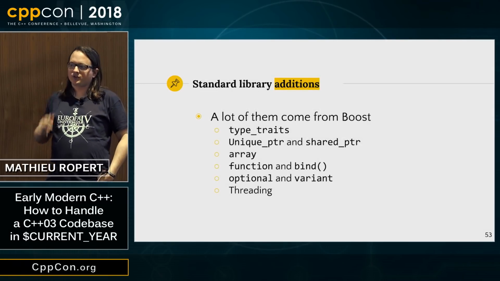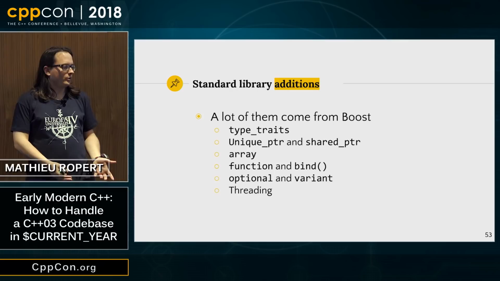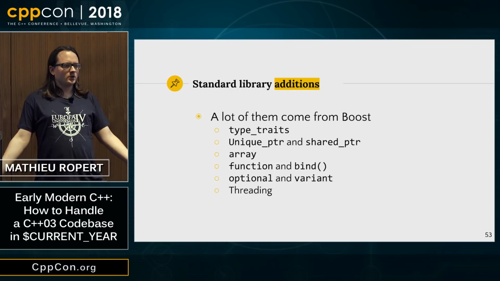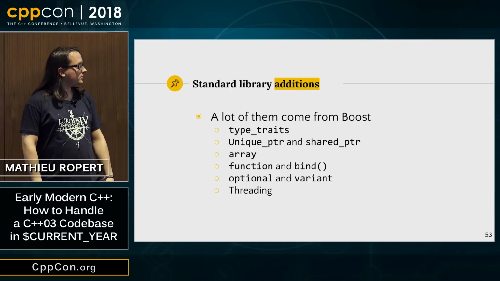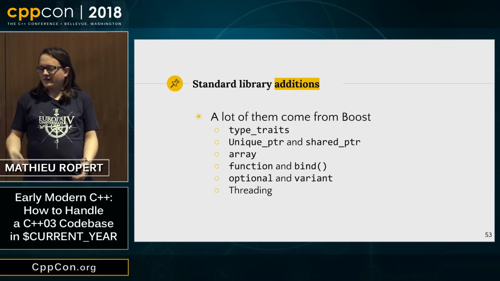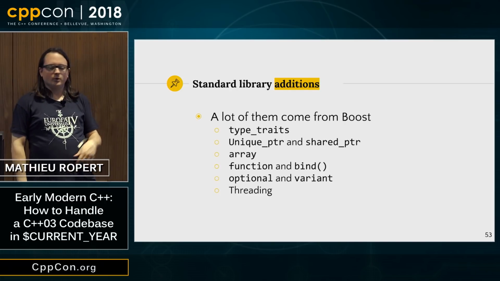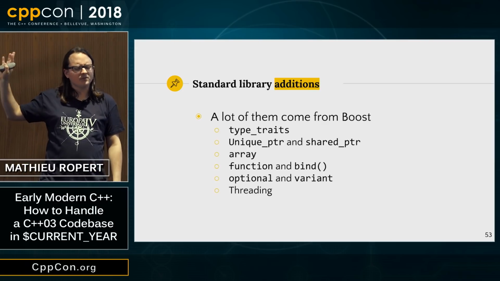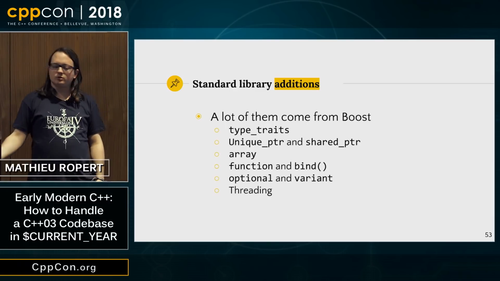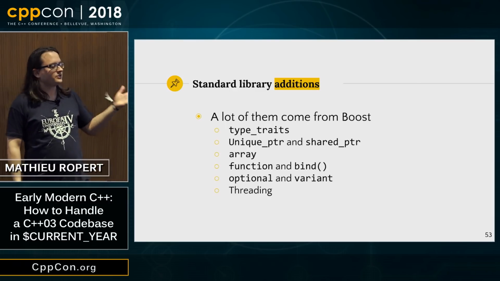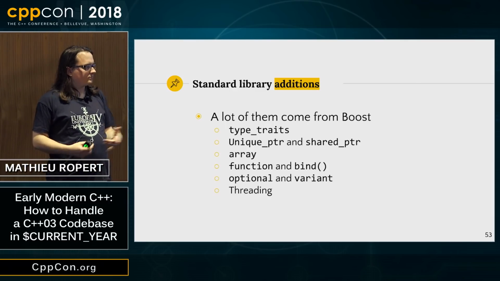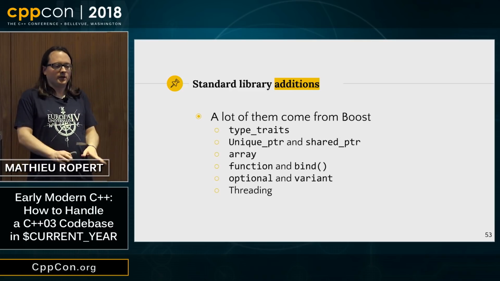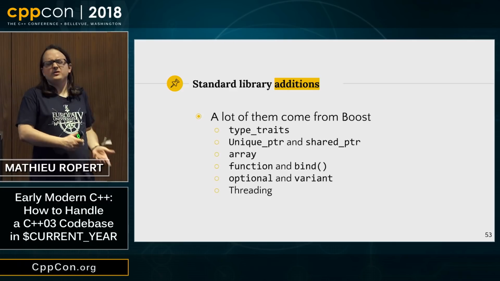Then comes most of the stuff that you would like to take from the standard library. And as I said before, most of them come from Boost. This is turning into a Boost talk, right? Oh, well. So yeah, type traits, unique pointer, shared pointer, array, function, bind. I'm not recommending you to use bind, but it's also in Boost. Optional, variant, it's C++17, but it's already in Boost. Threading modules. You don't have to rewrite this, if you can. And if you don't, well, you can actually rewrite this.